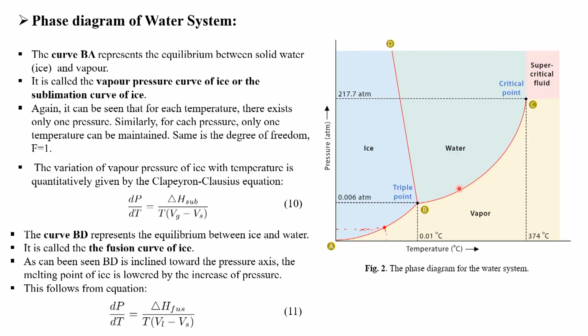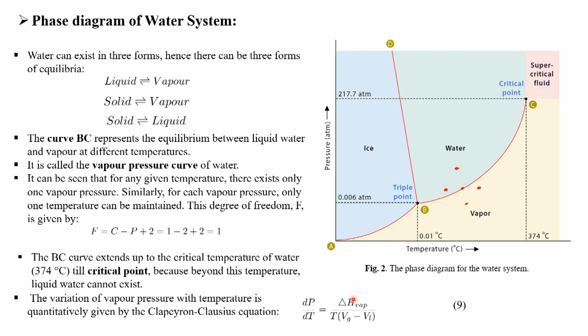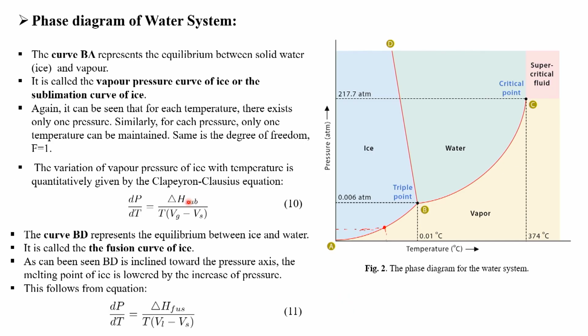Okay, since we are dealing with a one component system, the number of degrees of freedom is 1. So you can change either temperature or pressure, not both together. The variation of vapor pressure of ice with temperature is quantitatively again given by the Clapeyron equation. This is the same Clapeyron equation. Instead of delta H vaporization as previously, here we are considering delta H sublimation. Again, the volume change is between the gas phase and the solid phase.